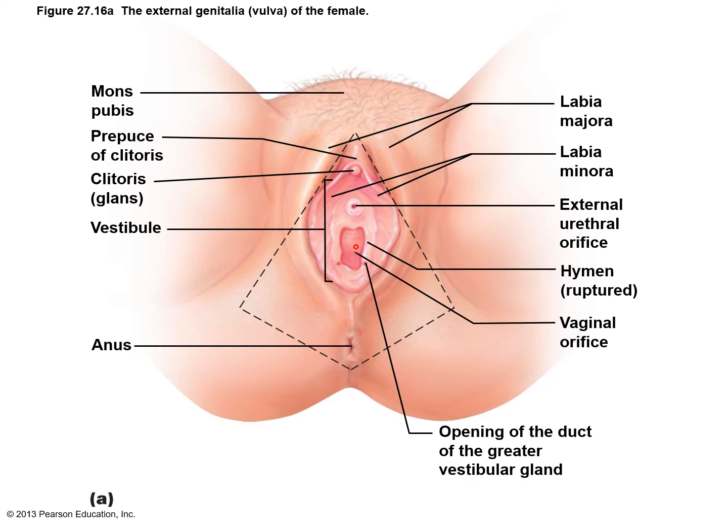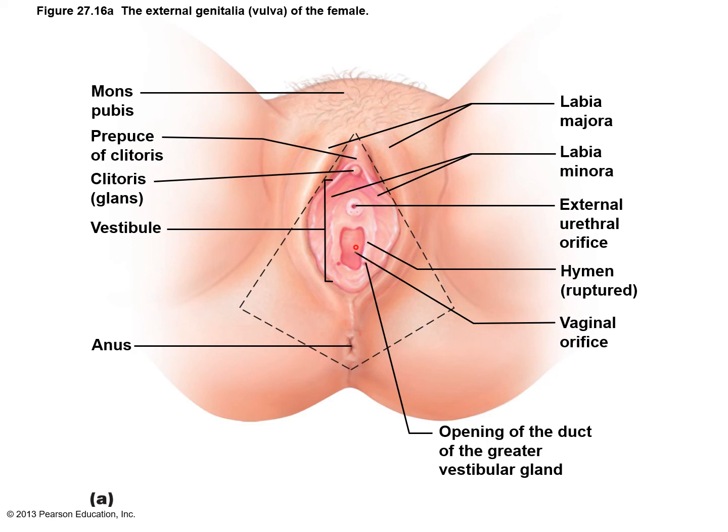Things that can stretch it or rupture it are either sports, inserting tampons, or having sexual intercourse. And sometimes the hymen in females is really tough, so it has to be breached surgically if intercourse is to take place.